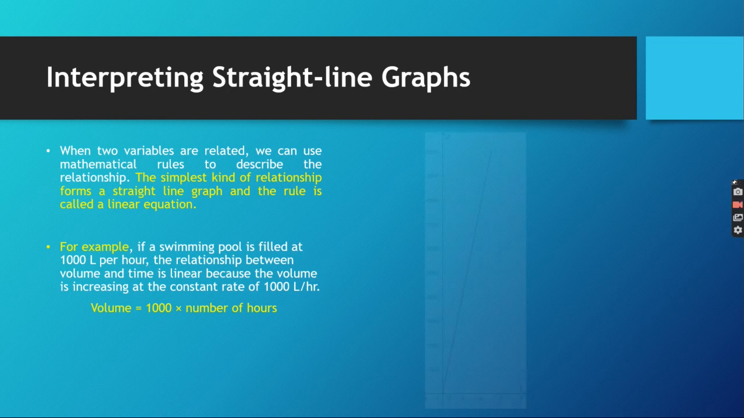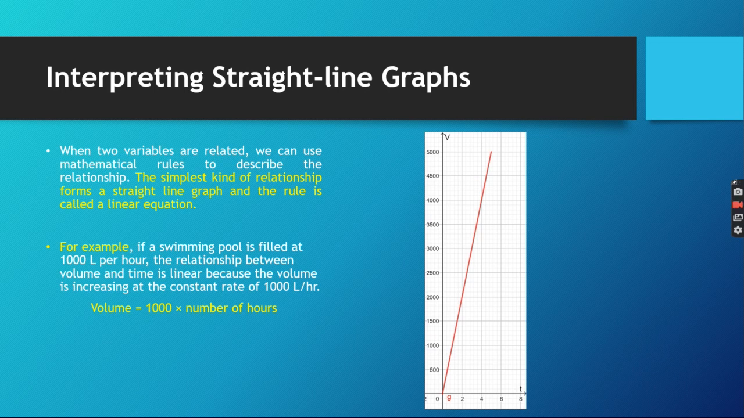This can then be represented as a graph, such as the following, wherein we can see that when we first started, we had no volume because there was no time elapsed. And as time does elapse, after 1 hour, we get 1,000 litres. After 2 hours, we have 2,000 litres, and so on. After 4 hours, we're going to have 4,000 litres. 5 hours, 5,000 litres. So this is called a linear graph and a linear relationship because it forms a straight line when we graph it.